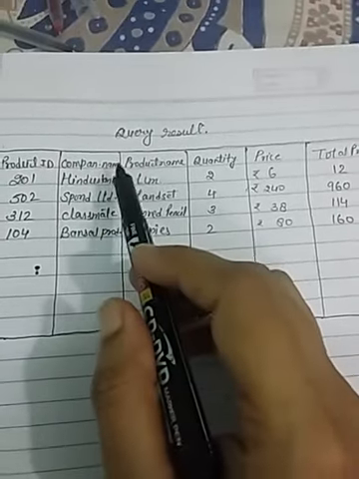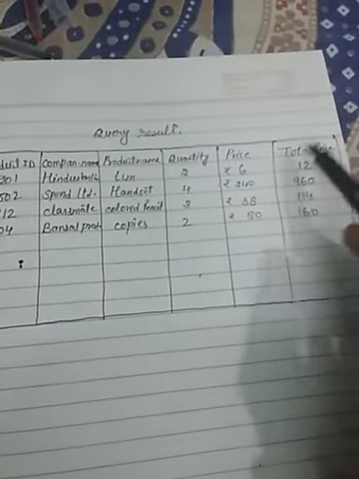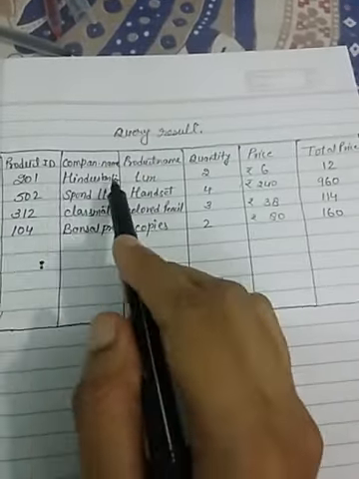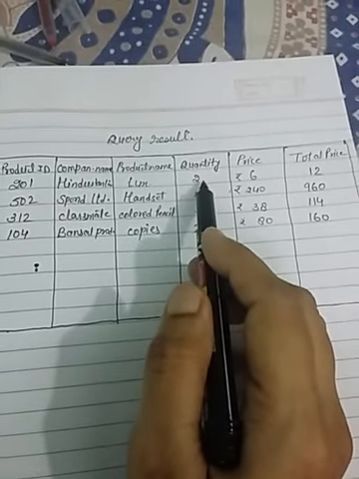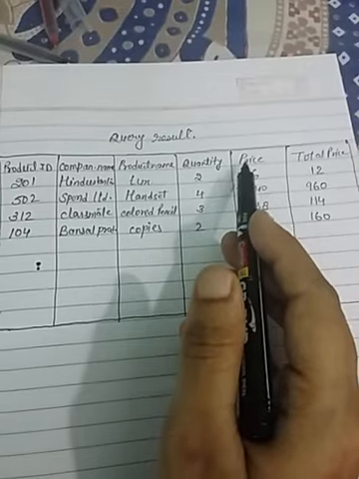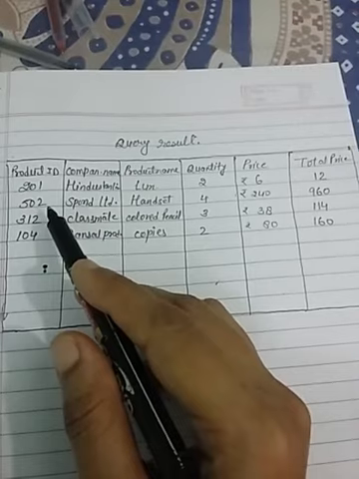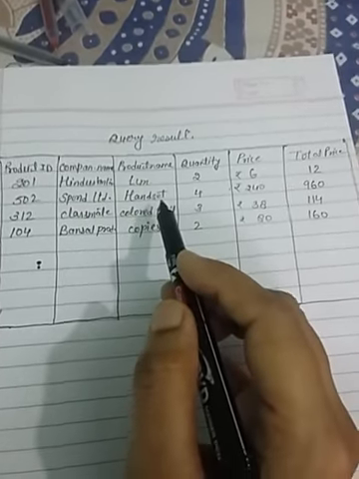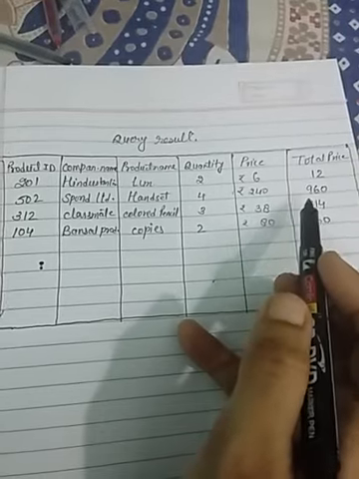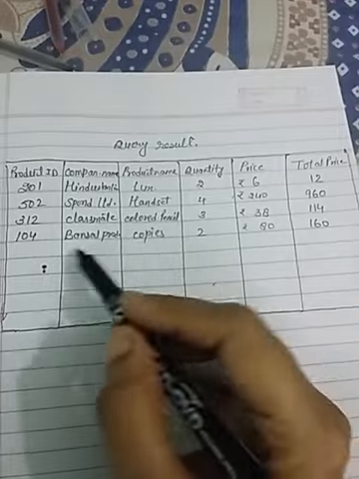You have product ID, company name, product name, quantity, price, and it will show the total price also. That is 201, Hindustan Lever, Lux, quantity 2, price 6. When we multiply quantity into price, it will show the total price is 12. Same as 502, Spon Limited, handset, quantity is 4, price is 240. The total price is 240 into 4, that is 960.